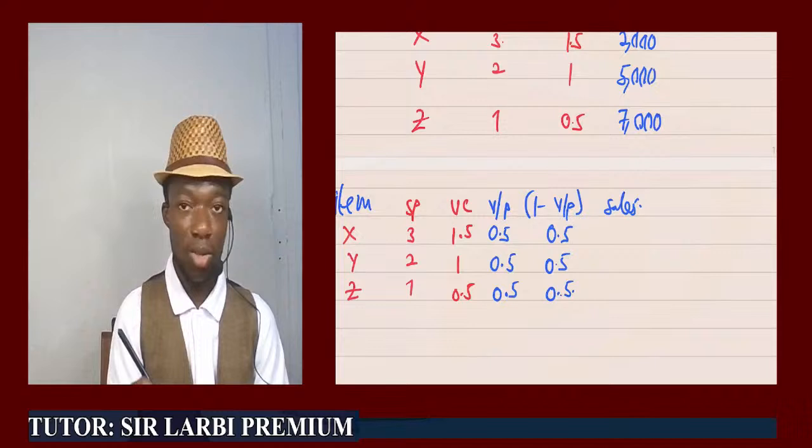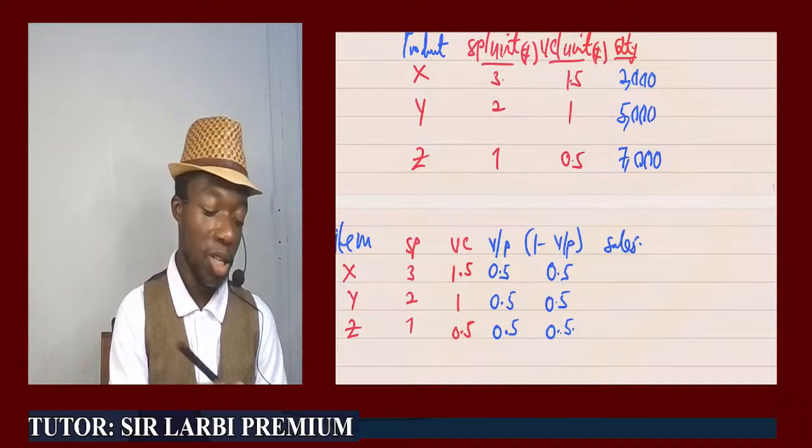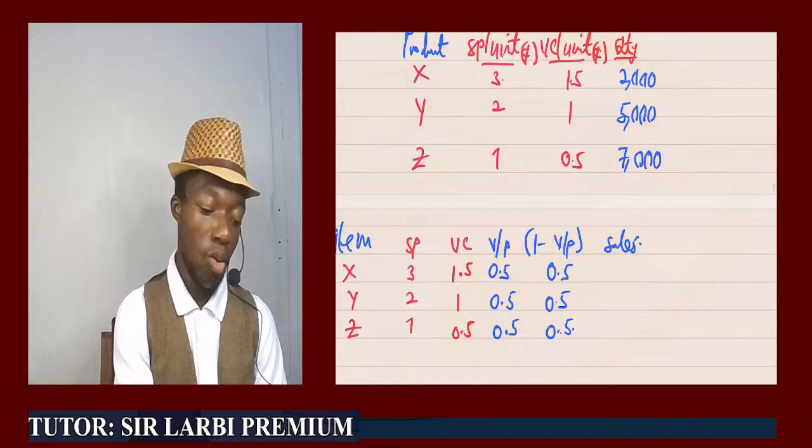Sales value you're going to have. So to get a sales value, you are going to multiply the quantity that we produce for each product by their respective selling price. So what do we do? We just have to take 3 multiplying 2000 in that order so that we get the values there.